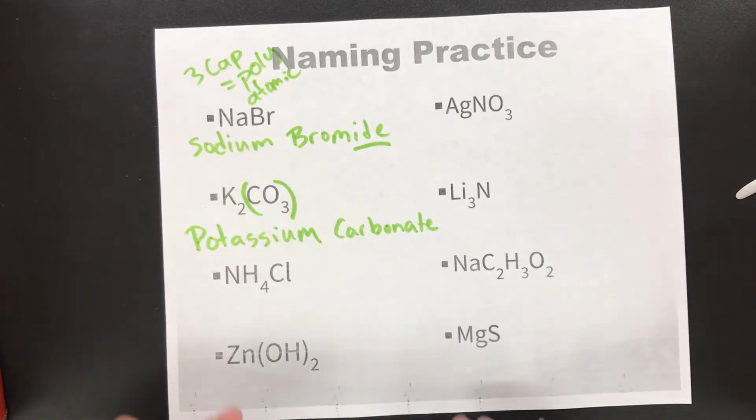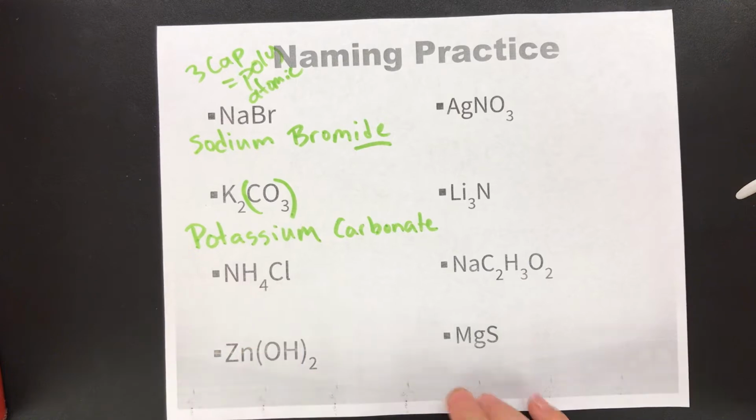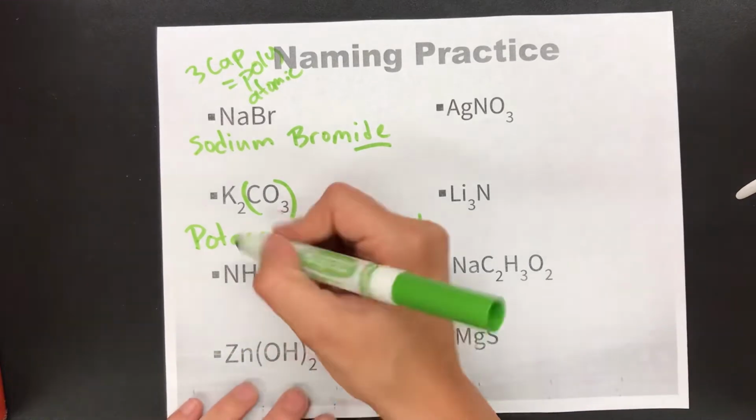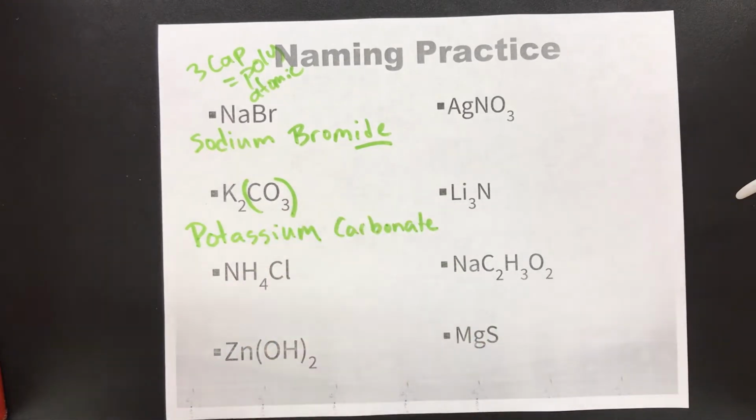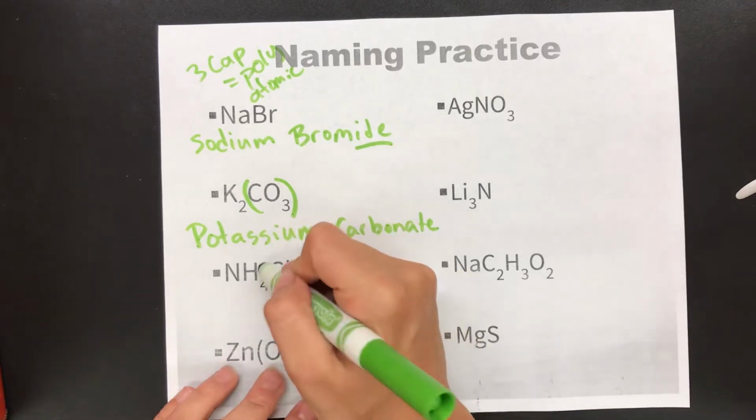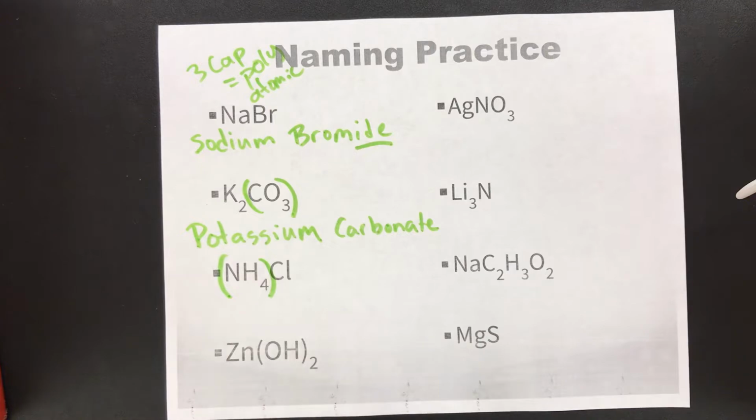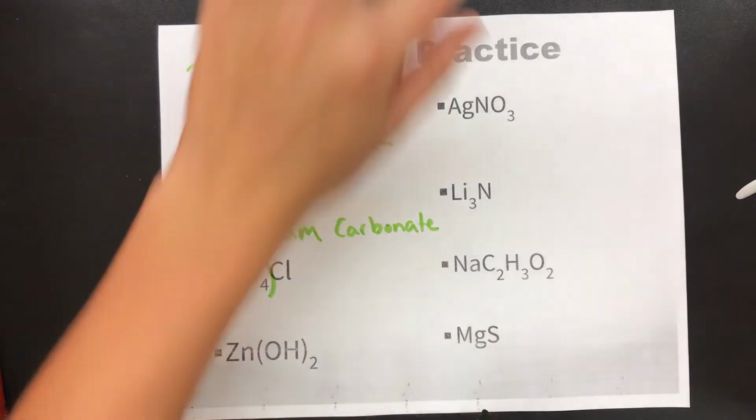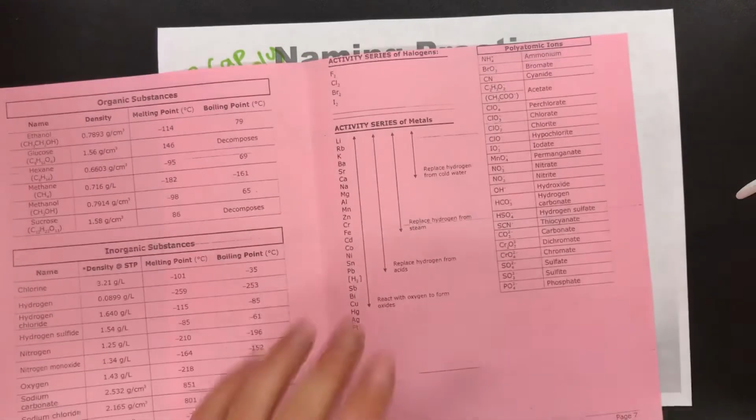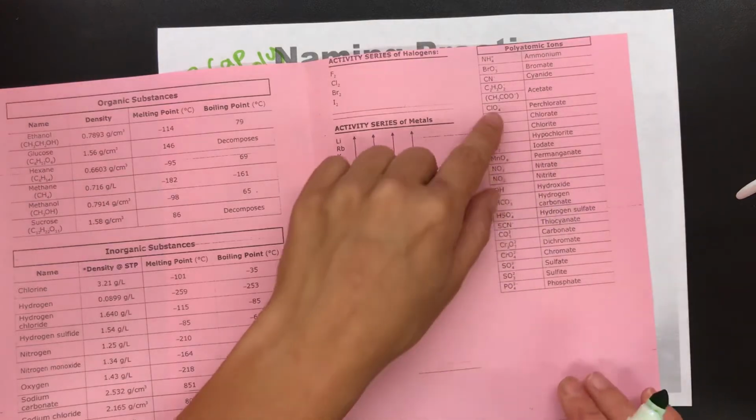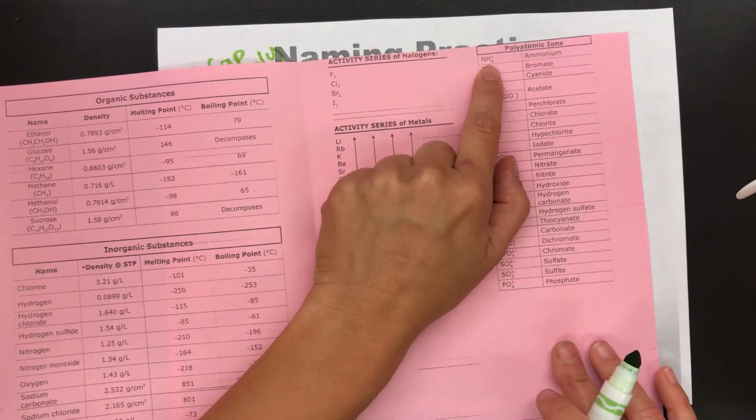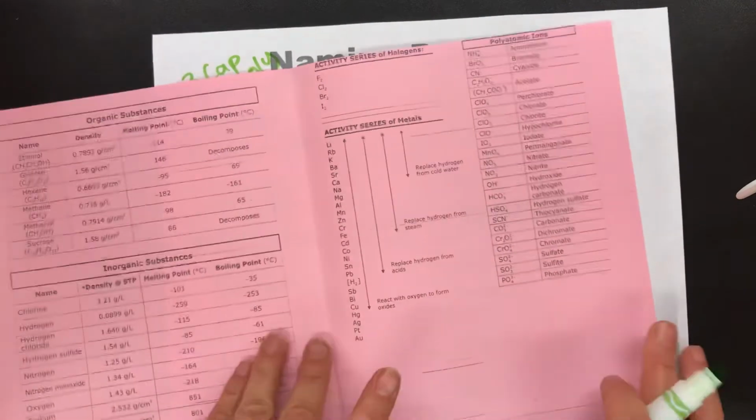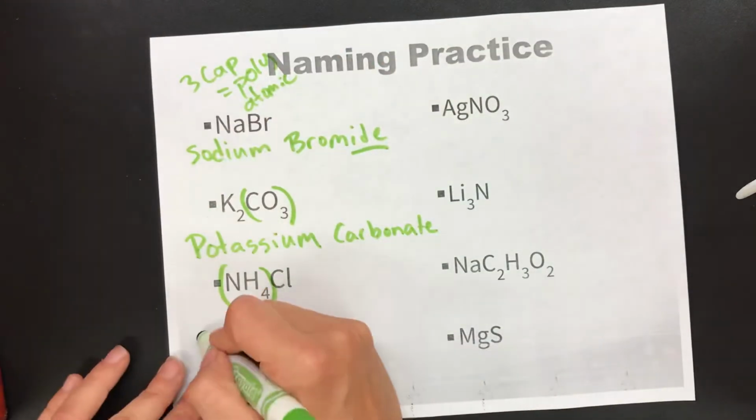Just name them. Okay, so next example, NH4Cl. How many capital letters do we have? We have 3. So there's a polyatomic in there somewhere. You're going to start to recognize them quicker and quicker. Okay, so for right now, I'm going to tell you that NH4 is a polyatomic. So you go look at your polyatomic list. Again, this one's a little bit different than yours, but you should see NH4 sitting there is ammonium. So you're going to label it as ammonium.